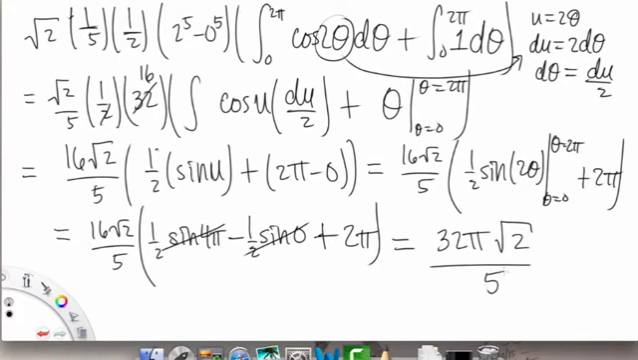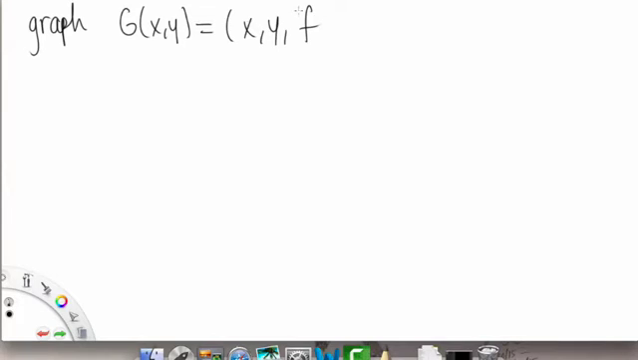of 2 over 5, okay, so that is the final answer for our surface integral when our f of x, y, z was x squared times z. Okay? Alright, so now on to the last topic. So here I want to look at when your parameterized surface is just a graph of the following. So when it's just g of x, y equals x, y, and then some, I'll call it h of x, y. H of x comma y.